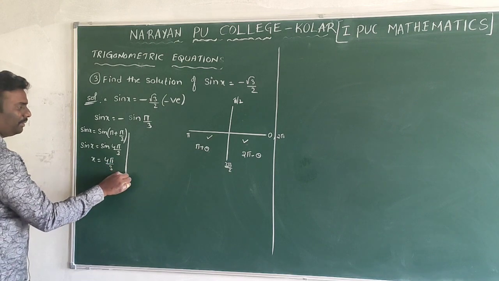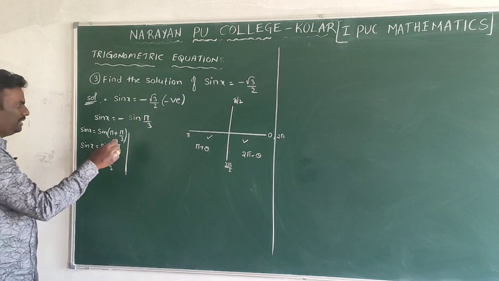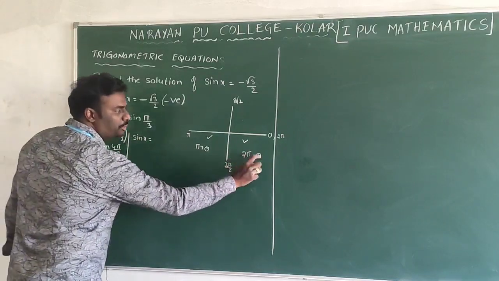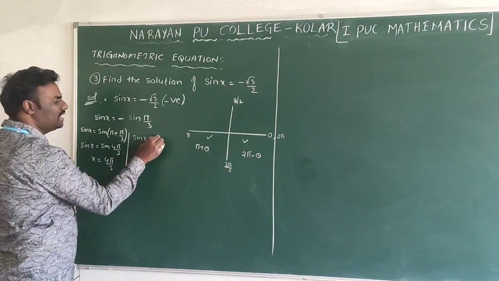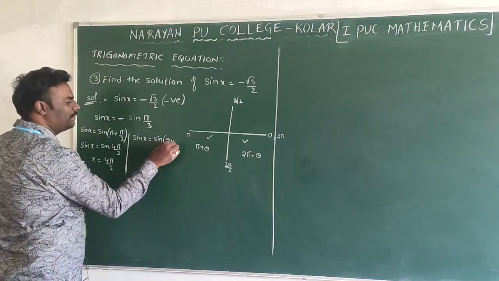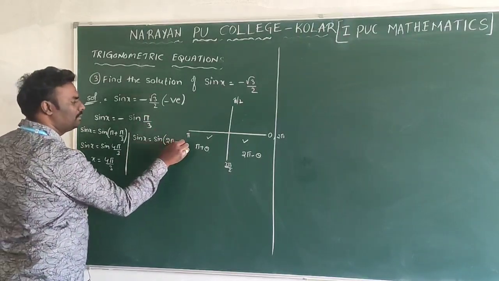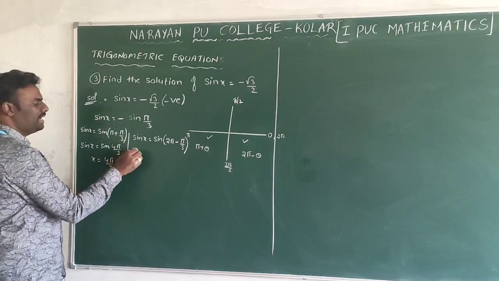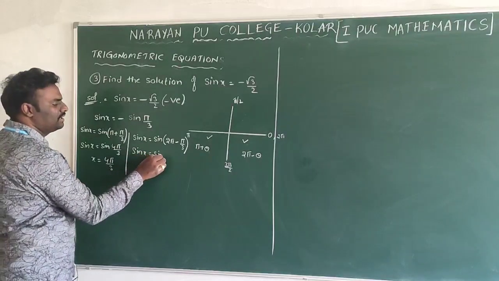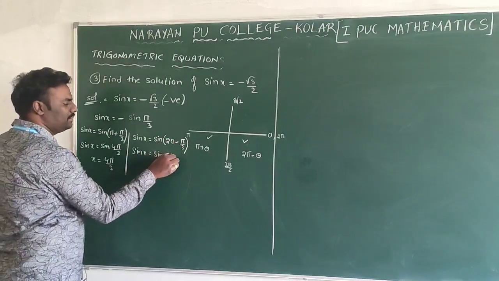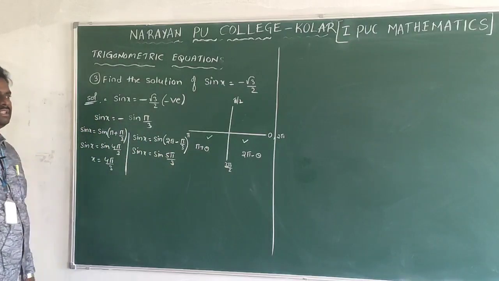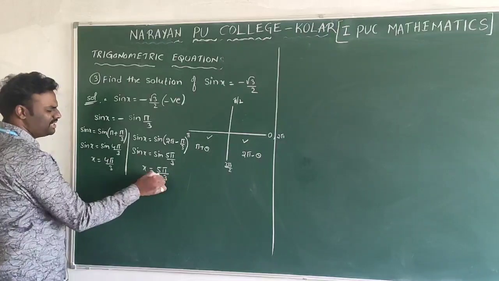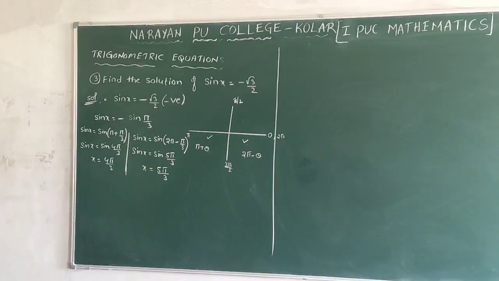This is one of the principal solutions. Now here sin x is equal to, it can be written as 2 pi minus theta. Sin of 2 pi minus theta is what? Pi by 3. Simplify. Sin x is equal to sin of 6 pi minus pi, that is nothing but 5 pi by 3. Sin cancels, then x is equal to 5 pi by 3. So these are called principal solutions.